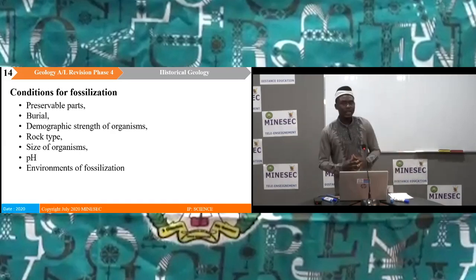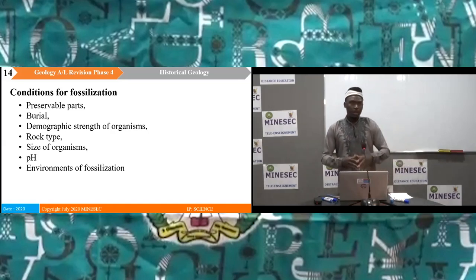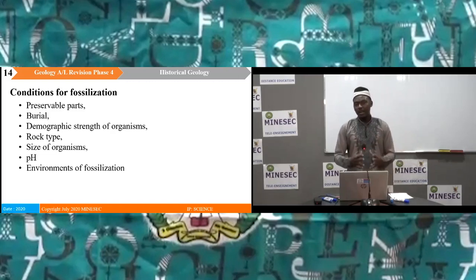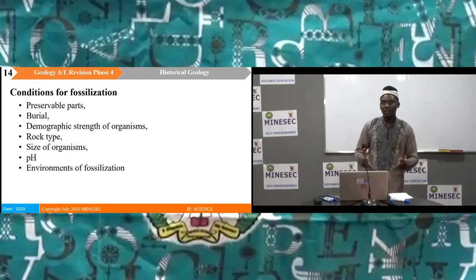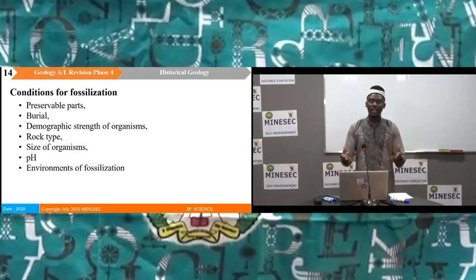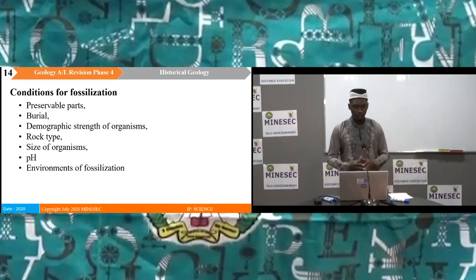Most of our organisms have carbonate or siliceous tests. Depending on the pH of the environment, the hard parts, or the parts of the organism that would have been preserved, can be dissolved. For example, if the pH is acidic, carbonate shells will not survive.